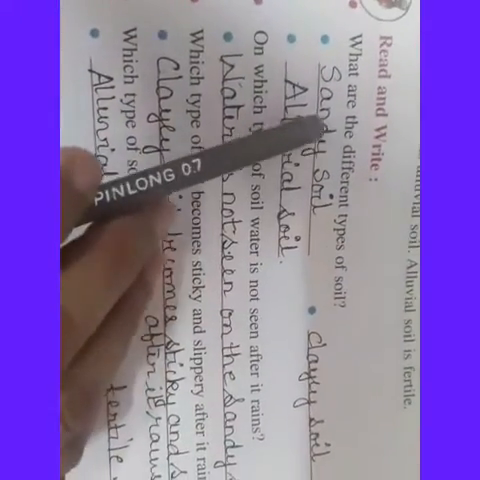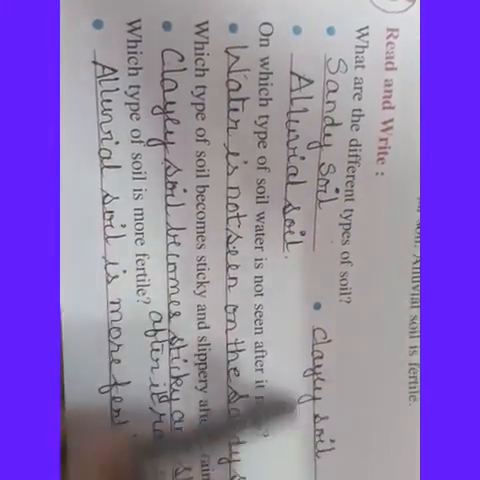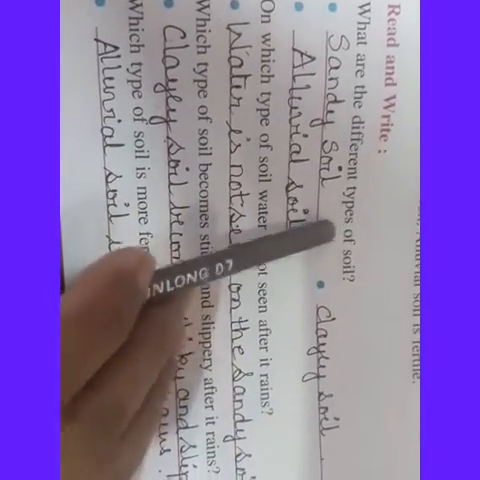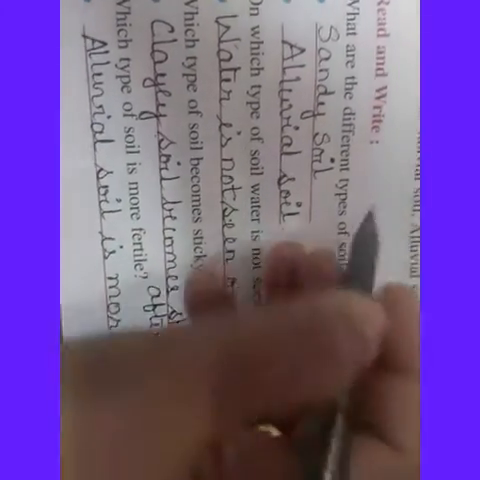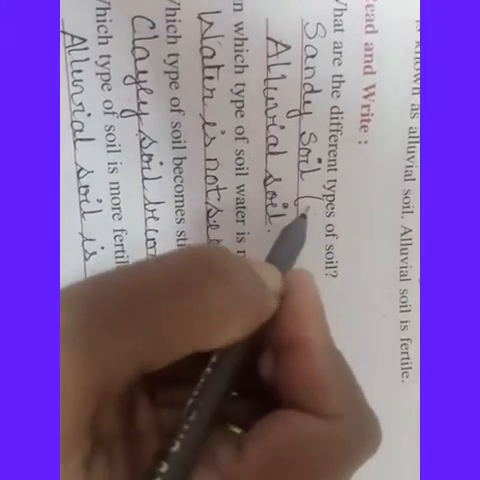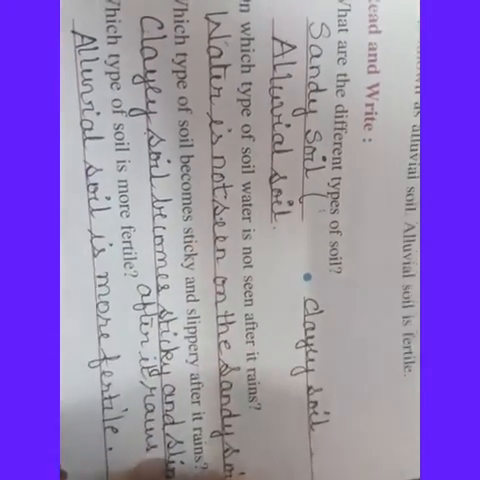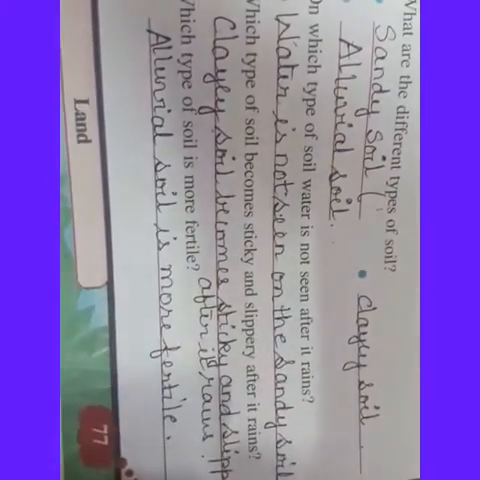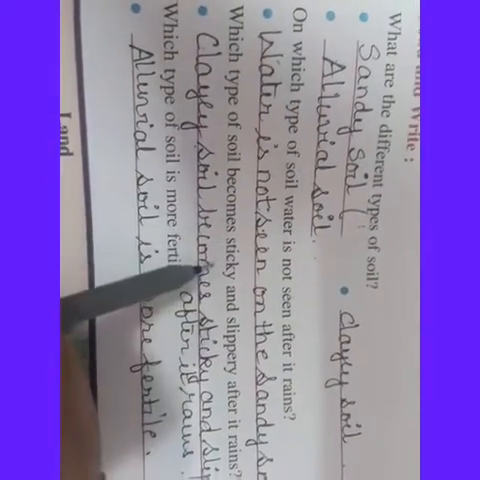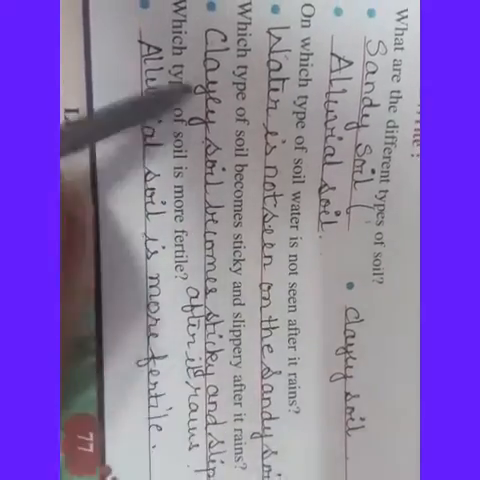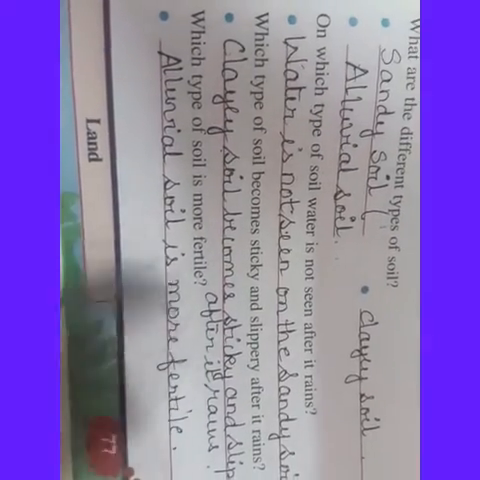Now, here I have written the different types of soil on the basis of the components, but you can write here also on the basis of the color. जैसे यहाँ पर इसके साथ ऐसे भी लिख सकते हैं, और ब्रैकेट में आप लिख सकते हैं red soil, black soil and brown soil also. Now, water is not seen on the sandy soil. Which type of soil becomes sticky and slippery after it rains? Clay soil becomes sticky and slippery after it rains. Which type of soil is more fertile? Alluvial soil is more fertile.